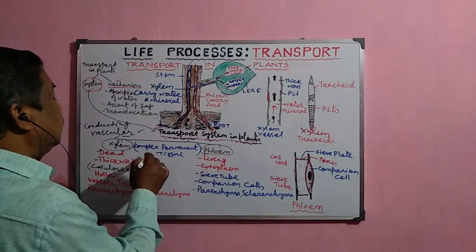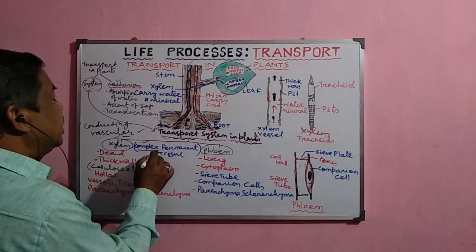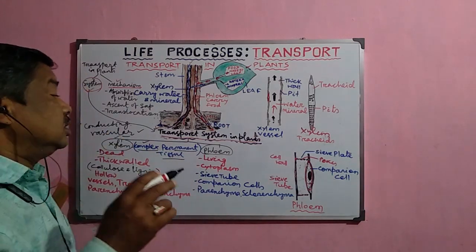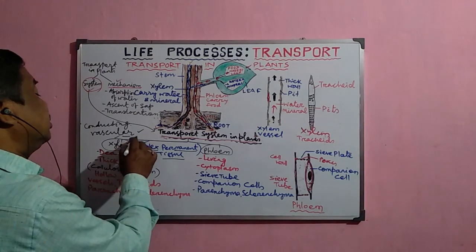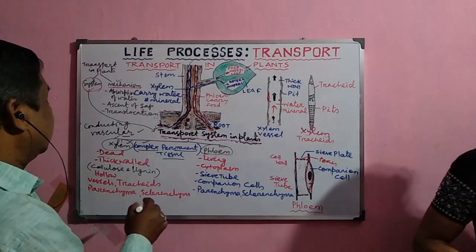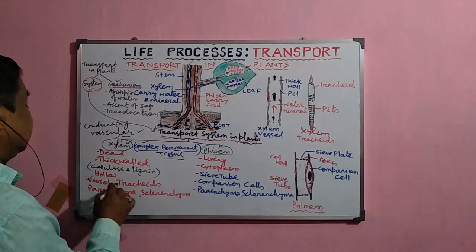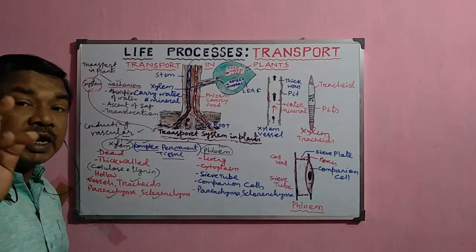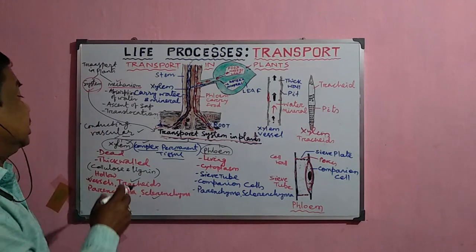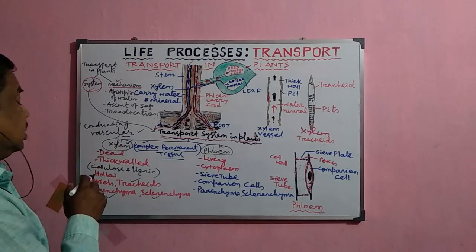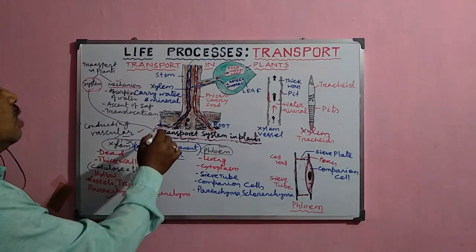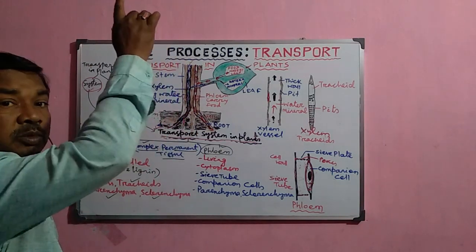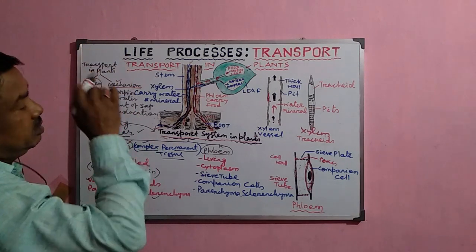So xylem and phloem are complex permanent tissues. Why are they complex? Because they are made up of more than one type of cell. The xylem consists of vessels, tracheids, parenchyma and sclerenchyma. These different types of cells present in xylem tissue help in the conduction of water and minerals from the root to the different parts of the plant, against gravity.